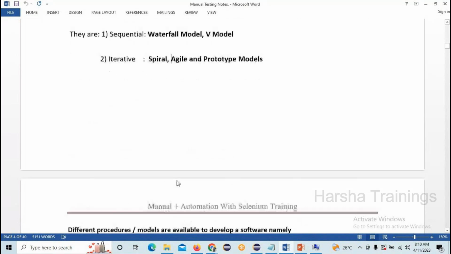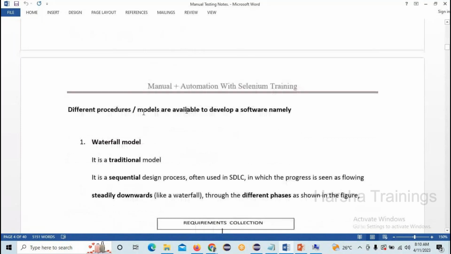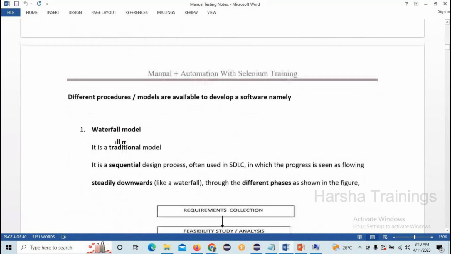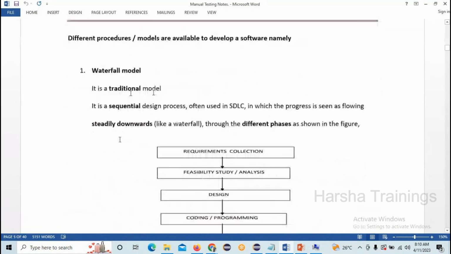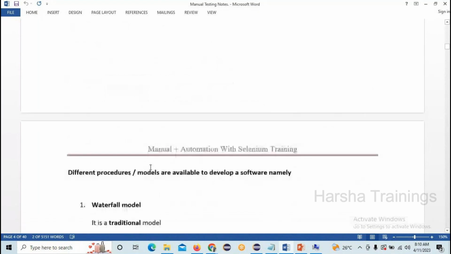So here different procedures or models are available to develop a software. The first one is the waterfall model. I already told you that the waterfall model is also called the traditional model, and the waterfall model is a sequential design process. Mainly we have two types of models: sequential and iterative. In sequential, we have two examples: waterfall and V model. In iterative, we have examples: spiral, agile, and prototype model.